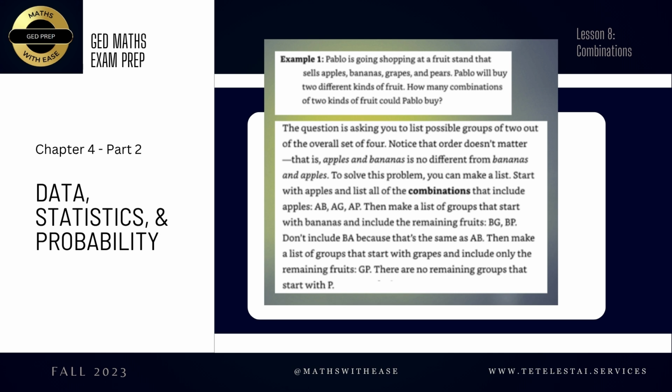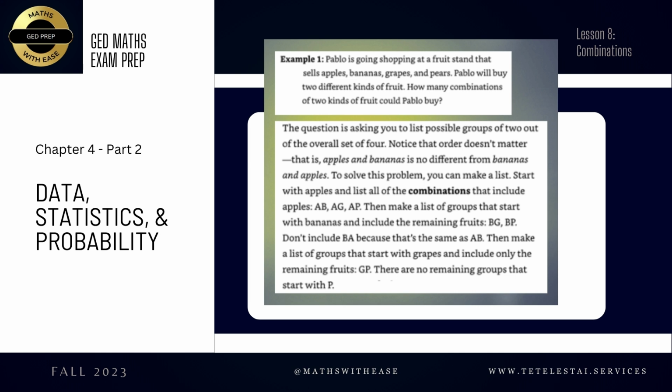So the order in this instance wouldn't matter, because if he bought apples and bananas, that's no different from him buying bananas and apples. Same thing. So to solve this problem, you would just simply make a list, right? Start with the apples and list all the possible combinations that include apples. So he could buy apples and bananas, he could buy apples and grapes, or he could buy apples and pears, right? For a total of 3 combinations with apples.